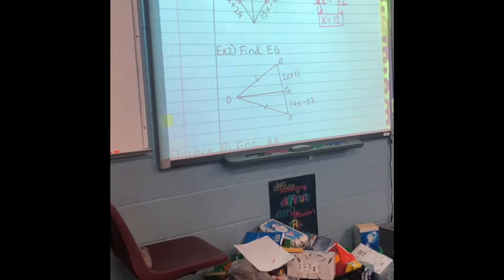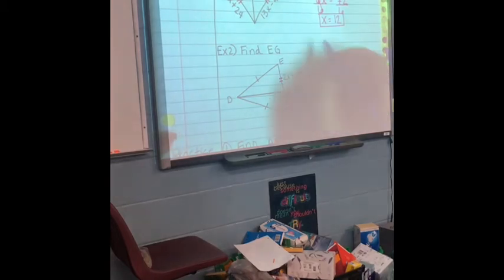Okay. So this time they tell us that D is equal distance to E and F. So what does that make DG? What is the name of DG now? If DE is the same length as DF, what is DG? A perpendicular bisector. And so what does that mean about EG and GF? And so those equations are equal.